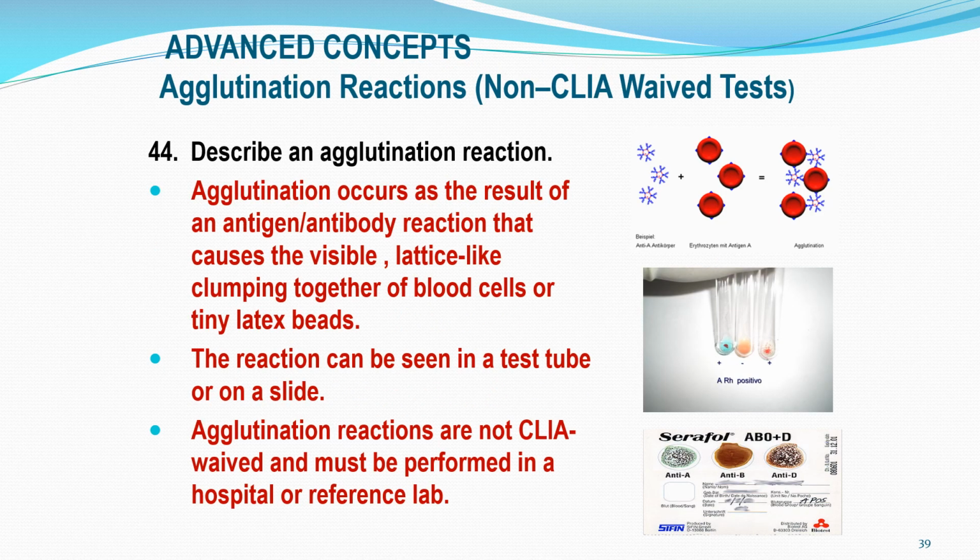So these are a little more advanced concepts. We're talking about agglutination reactions. These are non-CLIA waived tests, okay? Agglutination occurs as a result of an antigen-antibody reaction that causes the visible lattice-like clumping together of blood cells or tiny latex beads. Okay, we performed one of these in the lab when we did our ABO testing.